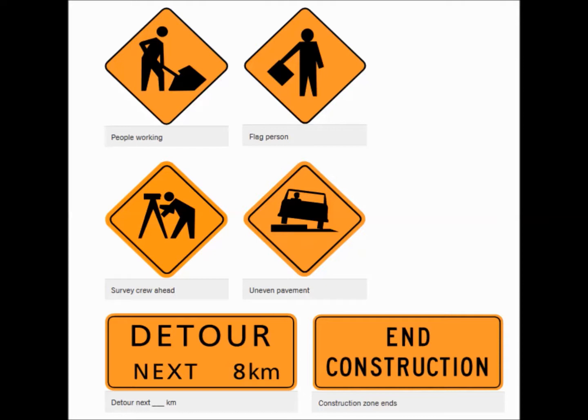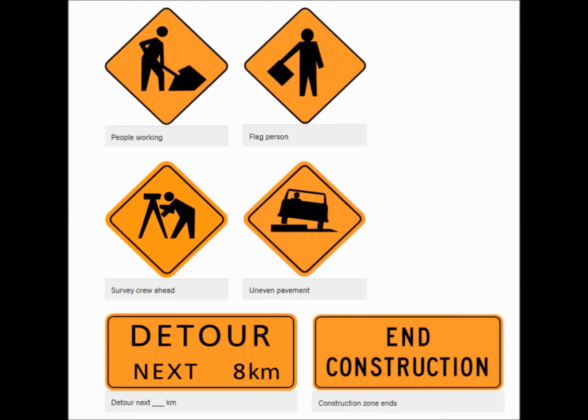The following are some of the warning signs about road construction. Image description. An orange diamond-shaped sign with the black silhouette of a person using a shovel. End ID. People working. Image description. An orange diamond sign with a black silhouette of a person holding a flag. End ID. Flag person. Image description. An orange diamond with the black silhouette of a person bending down over a device. End ID. Survey crew ahead.